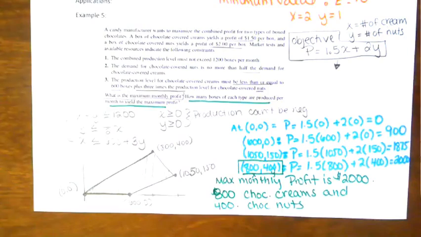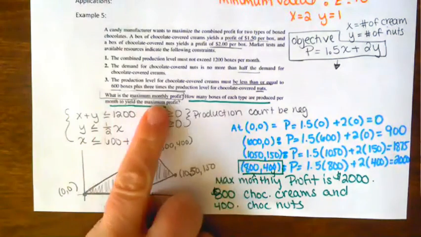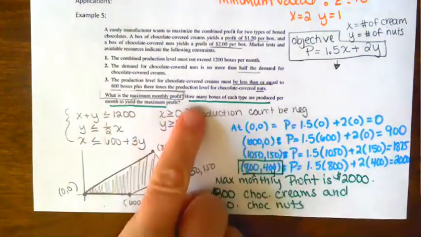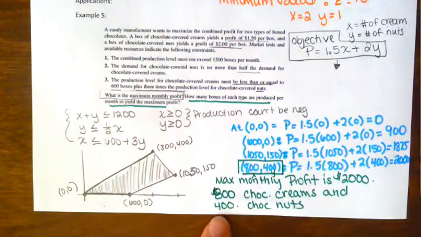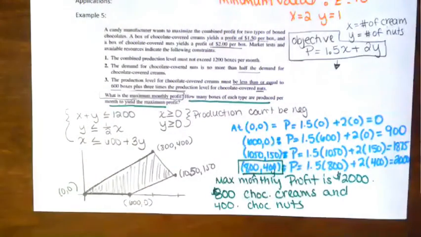And did you answer every question? What is the maximum monthly profit? 2,000. How many boxes of each? 800 and 400. Okay. And obviously my minimum would be 0. That means I make 0 of each of those, right? And sell 0 of each of those. Okay. Any questions on that?